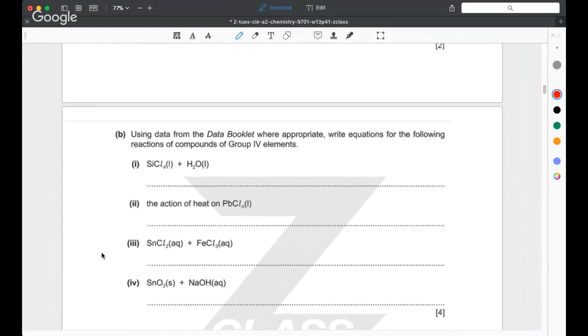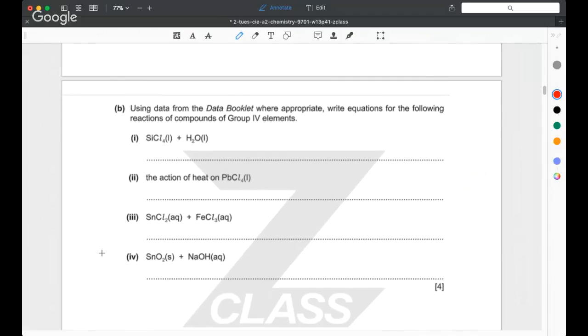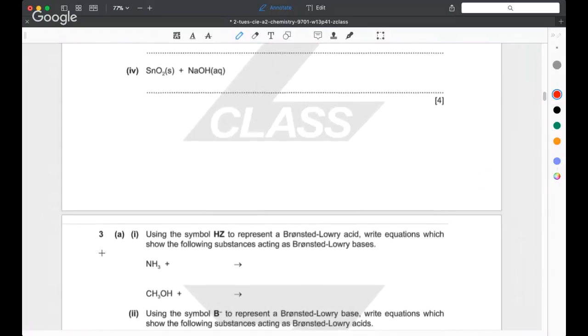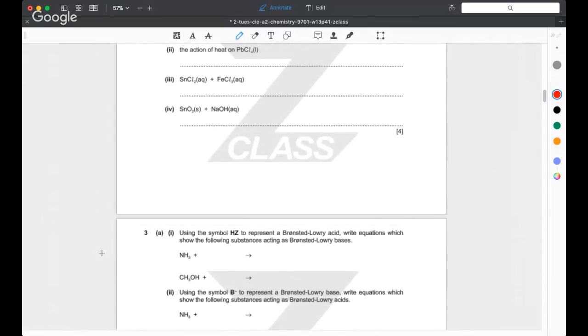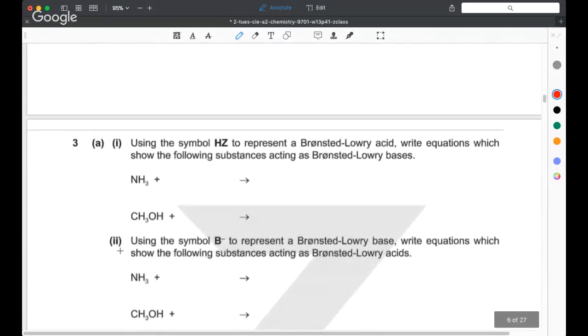Again, these are things that you can look up in your revision notes, in the textbook. They're covered in the mark scheme as well. I'm not going to spend any time on that. Let's look at this work on Bronsted and Lowry acids and bases.